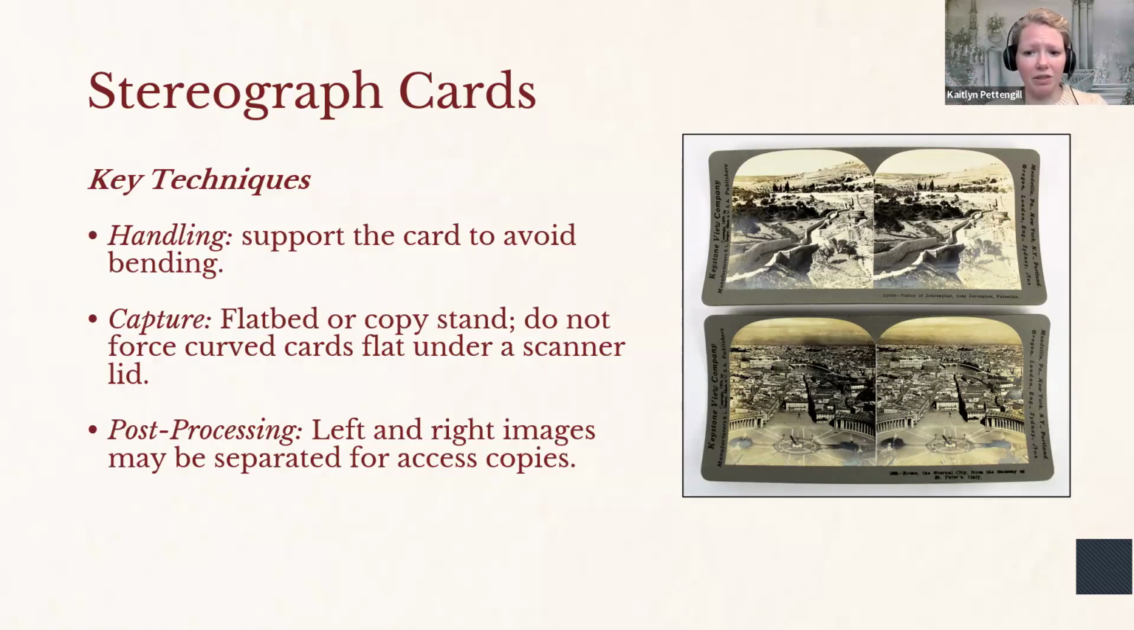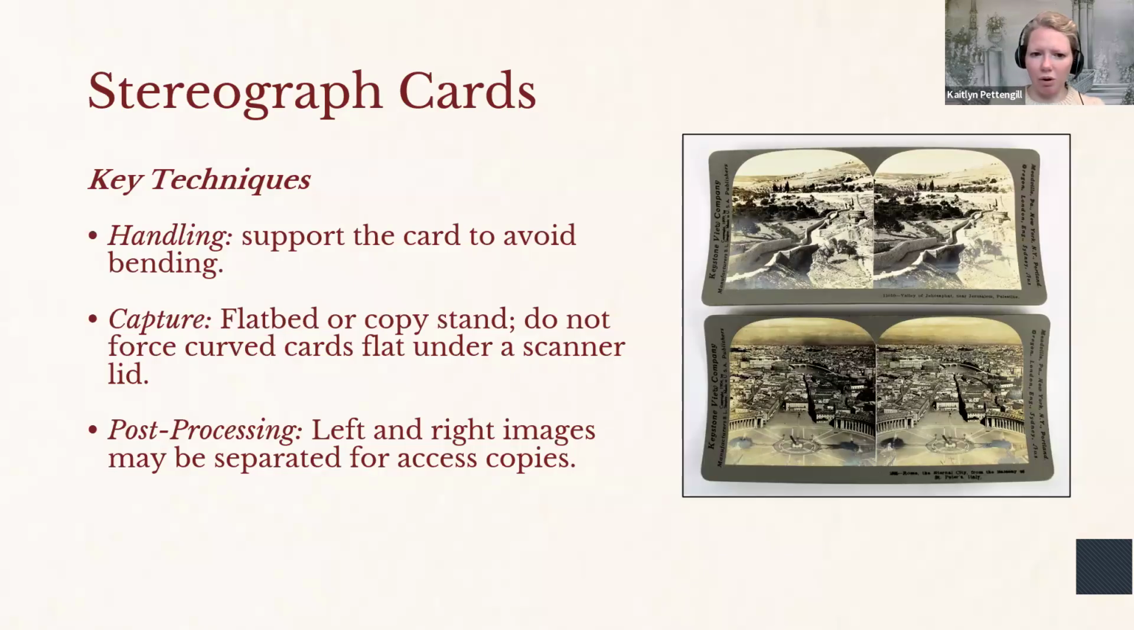For access purposes, institutions will sometimes create separate images of the left and the right view. They're slightly different so that it actually works when you're looking at it. So they are not exactly the same. If you are publishing one of them, I would always specify which one it is and that it came from a stereoscope, just so that people understand the context. It's important to preserve that original paired image because of the relationship. It's part of the important historical context of a stereograph card. So it's only for access copies that you would want to create the two separate left and right images.